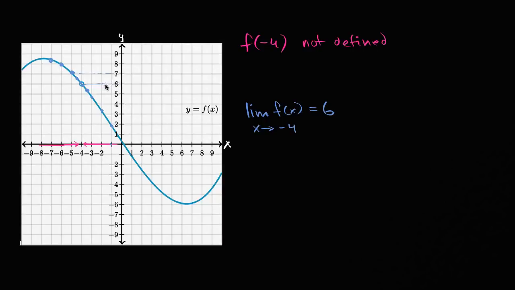So it seems as we get closer and closer to x equals negative 4, the value of our function is approaching positive 6.